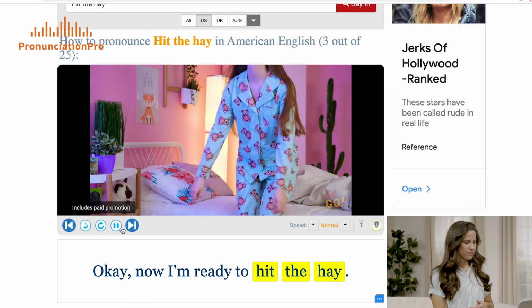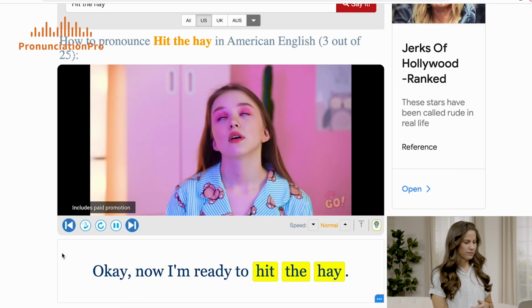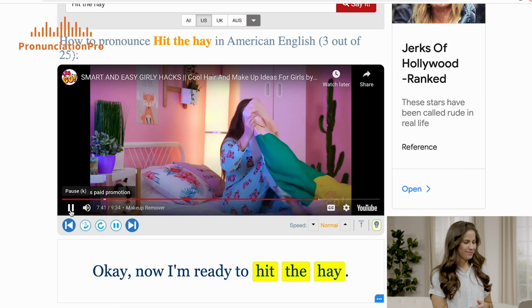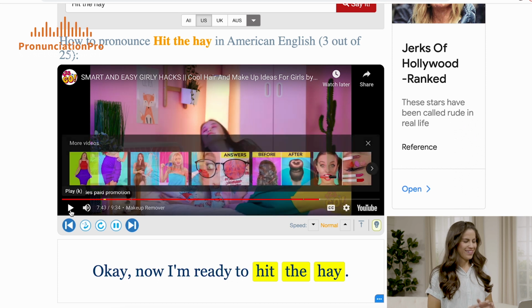Let's see how else it's used. Okay, so they're using that in reference to going to sleep. Hit the hay. So as far as the linking and connecting with that word and the pronunciation, hit the hay. That T to the TH sound, just stop the T and lead right into the TH sound. Hit the hay.